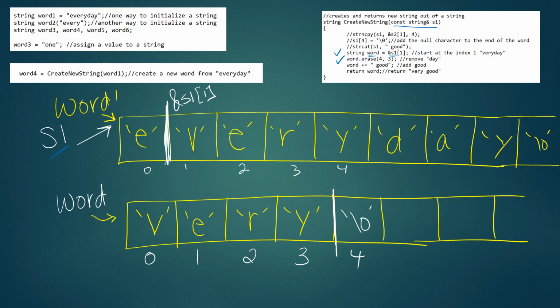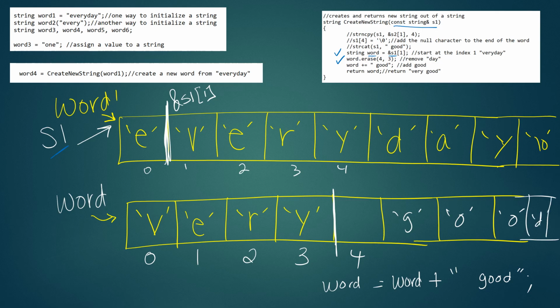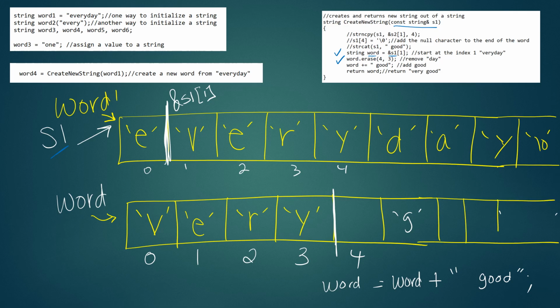Now this statement right here says take the word that you have and add good to it, and then take that result and assign it to word. Word plus equals good with a space. So we have the space, then G, then O, O, D, and the null character. So now we did this.